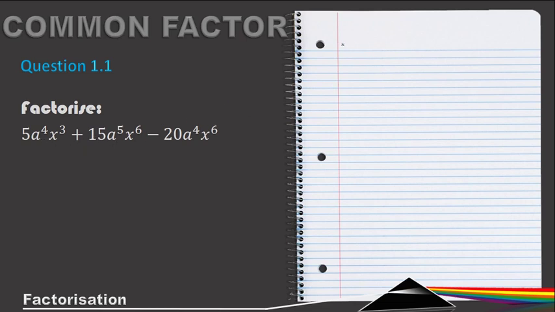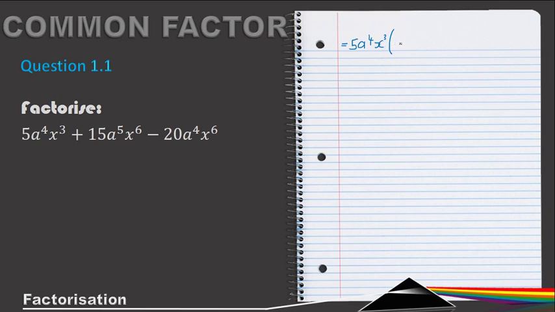Our highest common factor there is 5. And then we've got a's. The highest one we can take out is a to the power of 4. And then x, we've got x to the power of 3 as the highest amount of x's we can take out. We open the bracket, and what's left for the first term, we took out the 5, we took out the a to the power of 4, and we took out the x to the power of 3.